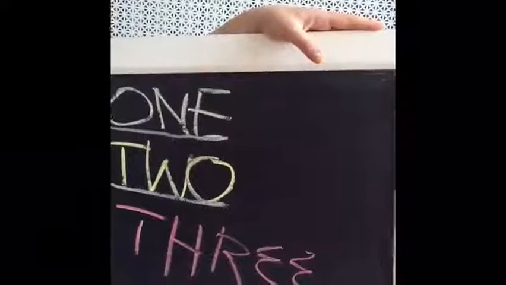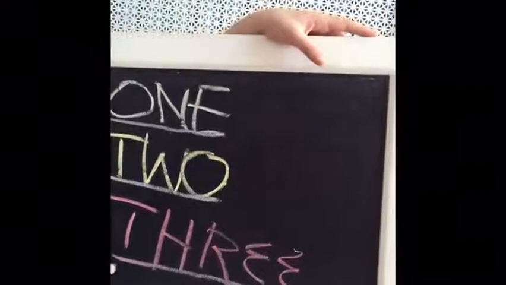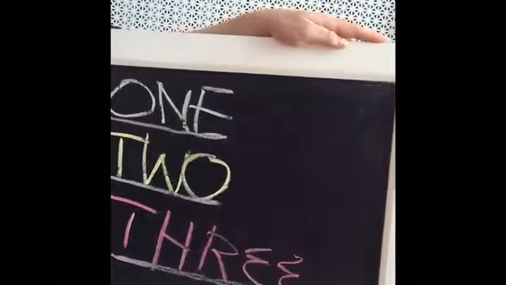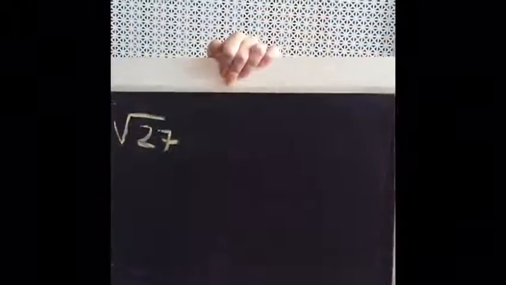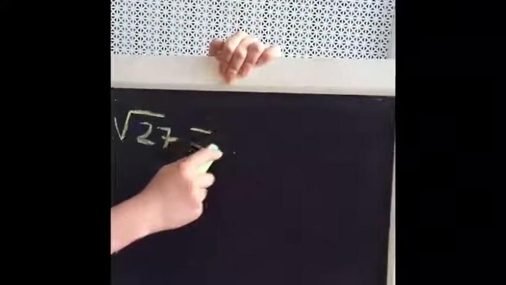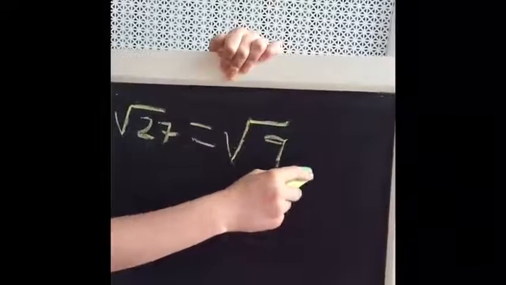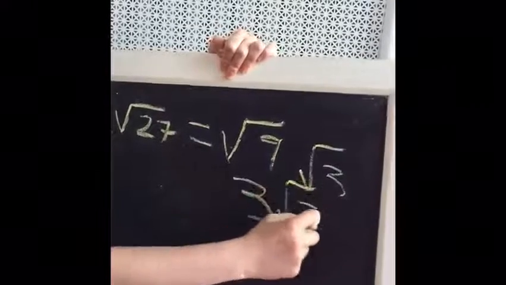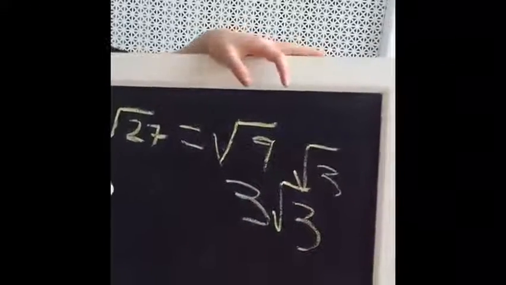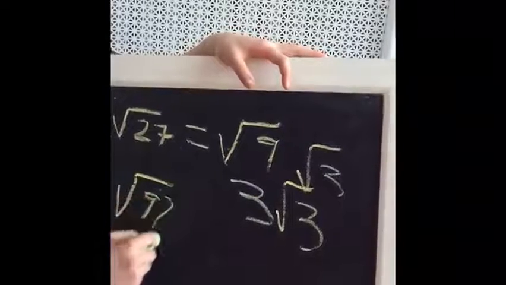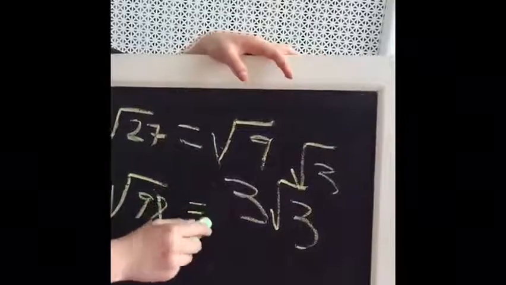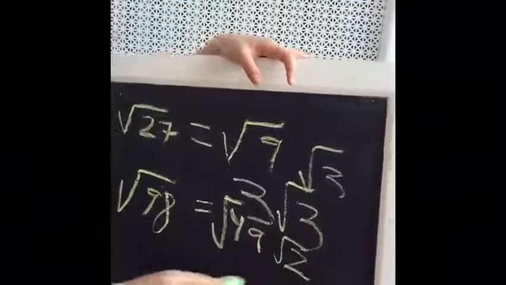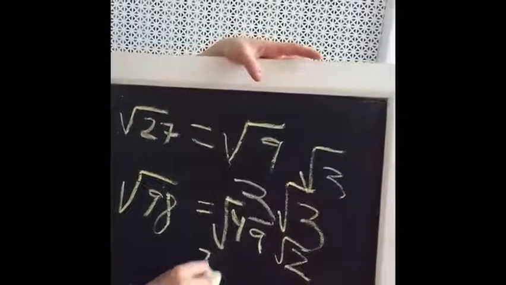One of the numbers must be a perfect square factor. Step 3. Square root what you can and repeat if necessary. So let's practice. So if you had rad 27, you would turn this into rad 9 and rad 3, which would soon become 3 rad 3. And if you had rad 98, that would become rad 49 and rad 2, which would just become 7 rad 2.